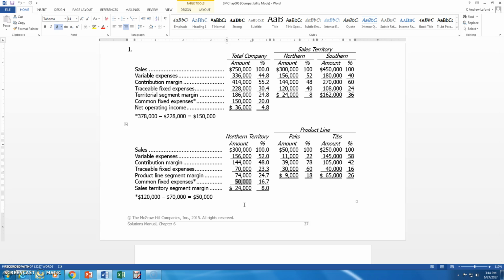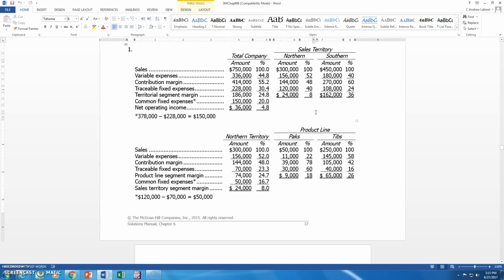In part 2 of this problem, you were asked to look at the statement we prepared and show the total company segmented by sales territory. And they ask us to provide what insights we might see by this statement that should be brought to the attention of management. I think you can see that two insights that should be brought to the attention of management are, first, that the Southern Territory is performing at a higher level than the Northern Territory, as can be seen by the $162,000 of segment margin versus $24,000 of segment margin.